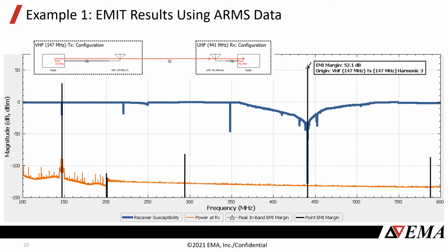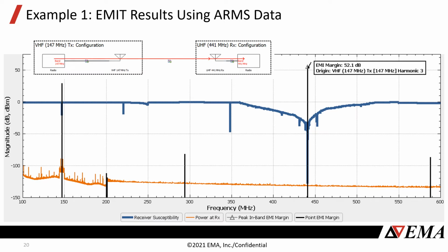So there's a lot going on in this plot here. What we're showing, the blue trace is the measured receiver response. So this should look familiar. We've just zoomed in a bit here from the previous plots. And then the orange trace is the power level present at the receiver port, again, the RF port on the receiver. And the black trace is the EMI margin. EMI margin tells us whether or not interference is occurring.